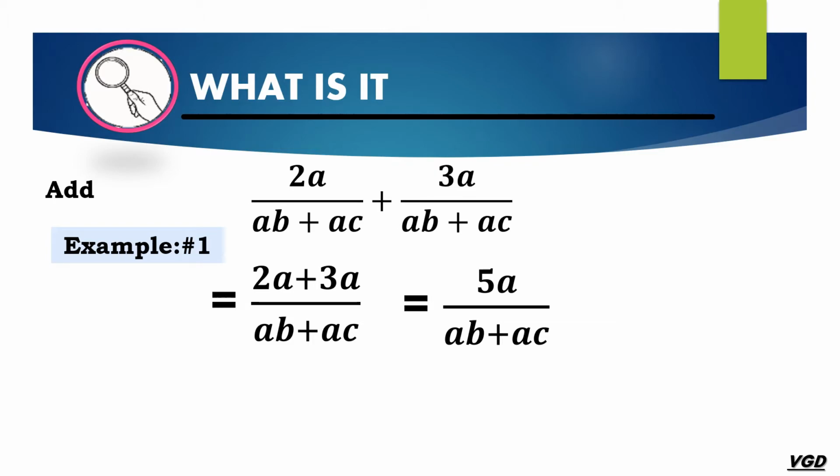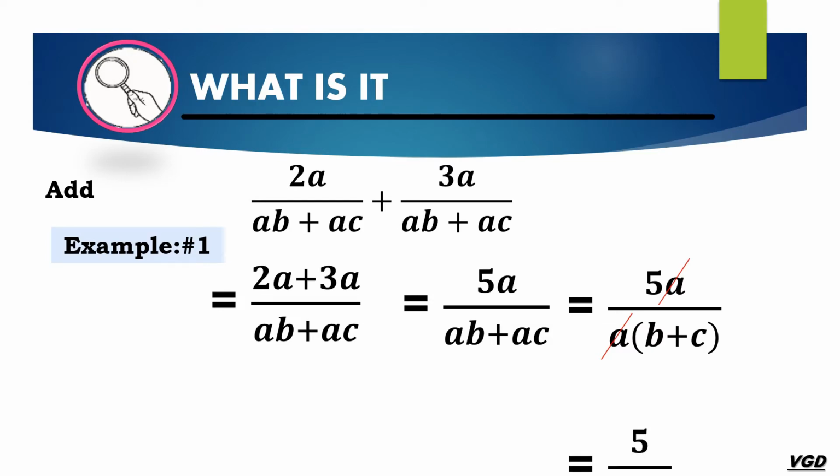So 5a over ab plus ac can still be simplified. We just have to factor this out. We will be able to get 5 times a over a times the quantity b plus c. Let's check. Using the distributive property of multiplication, a times b is equal to ab, then a times c is equal to ac. So they're just the same. Now we can cancel out a in this case. Therefore, the answer is 5 over b plus c.